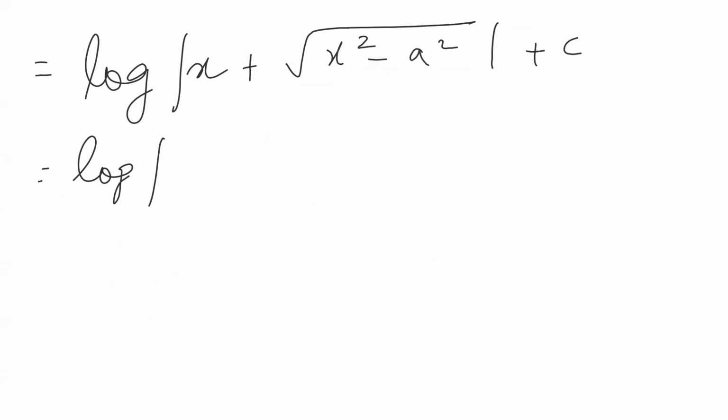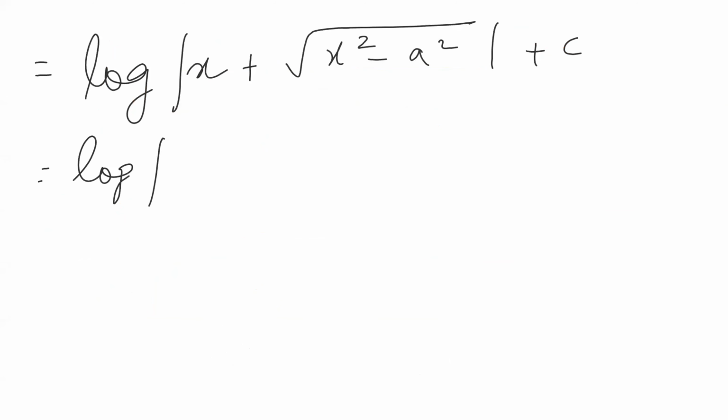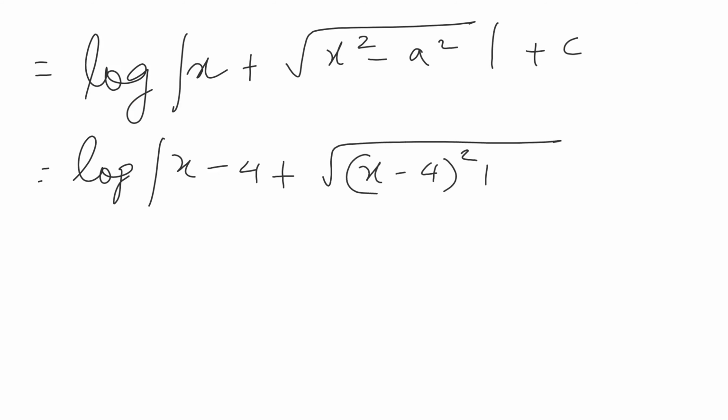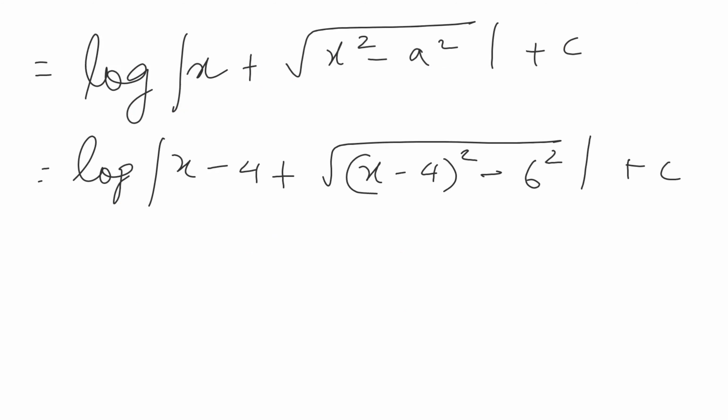Now in place of x, we are having x minus 4, which is a linear algebraic term, plus x minus 4 the whole square minus a square, which is 6. So minus 6 square. Now moreover what you can do is you can just simplify this within the root. I have given my instruction. Right?